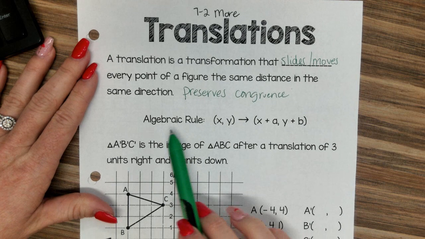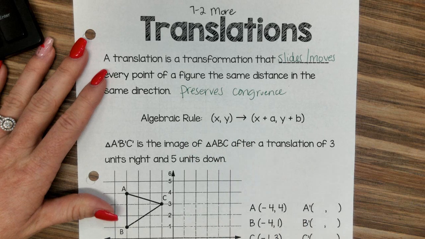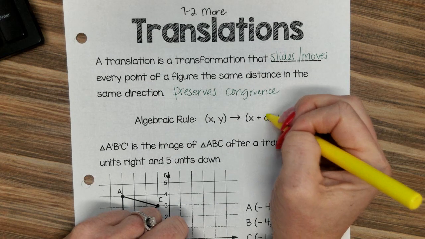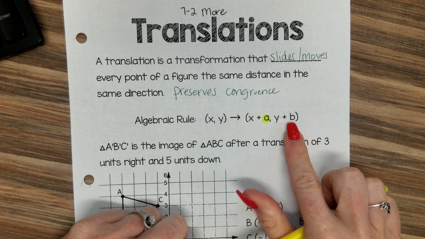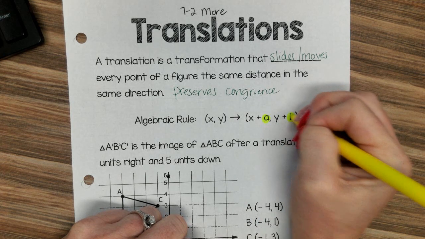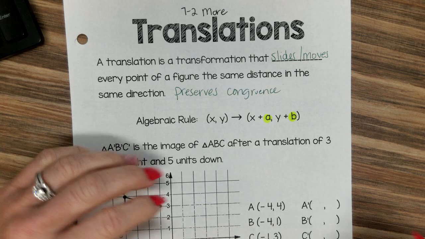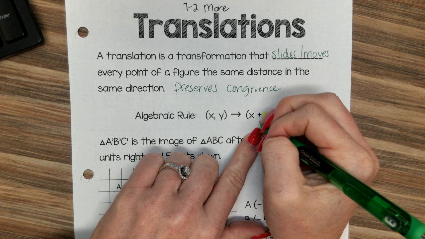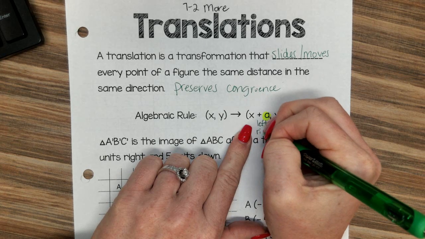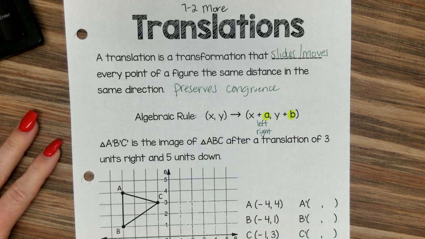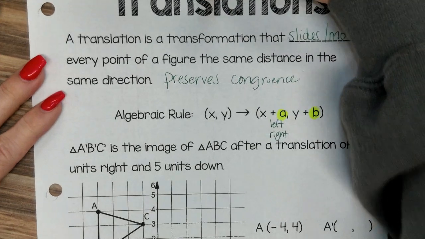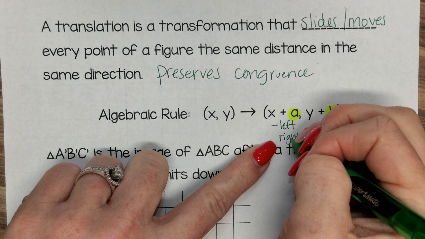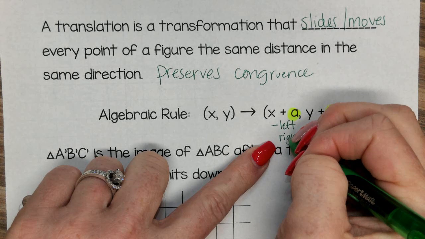We learned that the algebraic rule says to take your x and your y and simply add or subtract a number from x and add or subtract a number from y. Remember, this number right here is how far left or right, because which axis moves from left to right? The x-axis. Left would be minus, right would be plus.